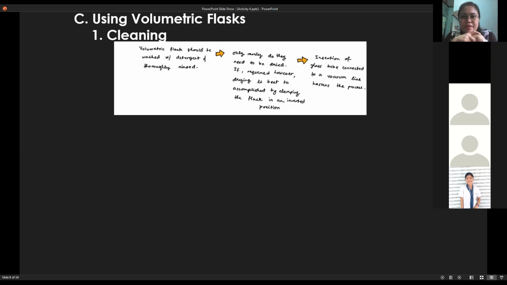So for letter C, using a volumetric flask, number 1, for cleaning: the volumetric flask should be washed with detergent and thoroughly rinsed. Only rarely do they need to be dried. If required, however, drying is best accomplished by clamping the flask in an inverted position. Lastly, for cleaning, insertion of a glass tube connected to a vacuum line hastens the process.